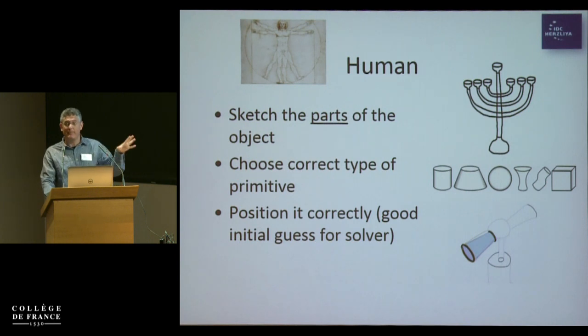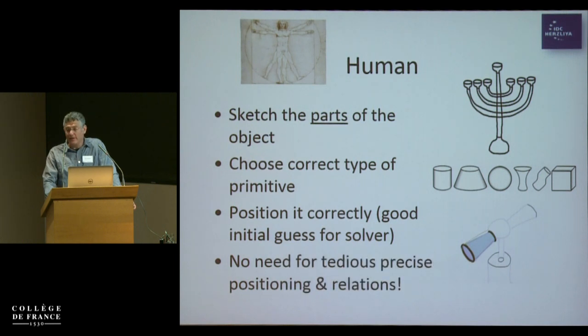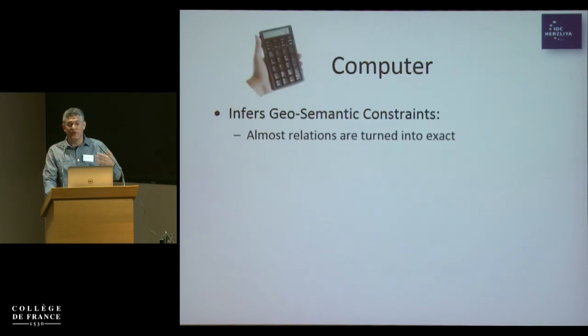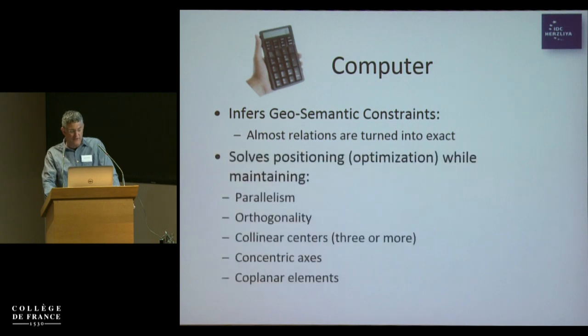So you drag and drop them somewhere, and that's a good initial guess for an optimization program to find the correct positioning of those three-dimensional objects, right? And again, you have to remember, there's no need for tedious, precise positioning of two things, because the computer basically infers those geometric semantic relations. So things that are almost parallel become exactly parallel. Things that are almost coaxial become exactly coaxial, and so on and so forth. And these relationships are preserved in the final three-dimensional object that is created by the computer.